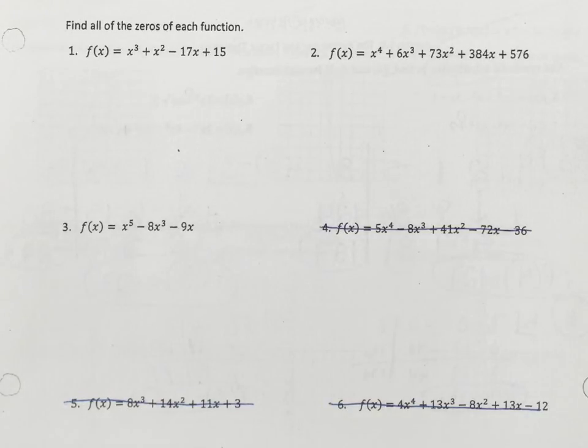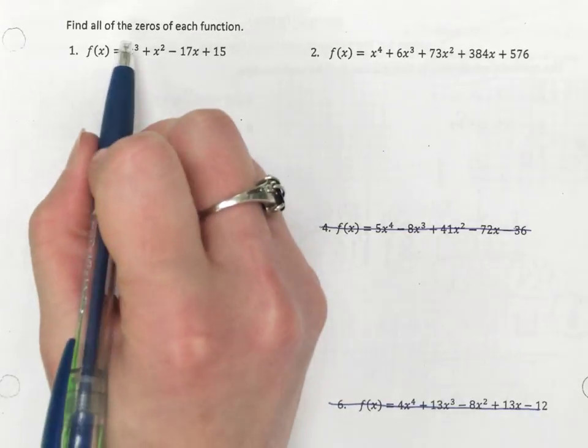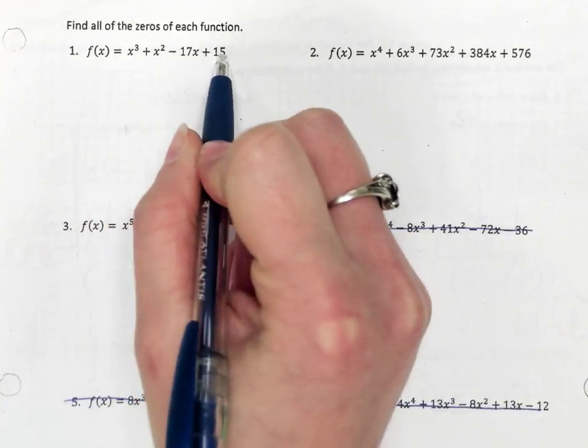Alright, so what do the directions say to do? Find all the zeros, right? Okay, so how many terms does that have on number 1? It has 4 terms, right? 1, 2, 3, 4. There's 4 terms.